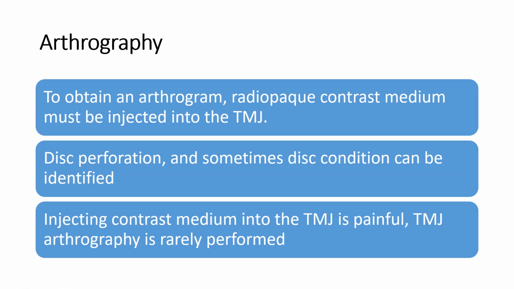Another method is the arthrography, where the radiographic contrast medium has to be injected into the TMJ, and the injection of the radio-opaque material is generally painful. So, as injecting the contrast medium into the TMJ is painful, TMJ arthrography is generally not performed for TMJ diagnosis. But this arthrography can be used for disc perforation, and sometimes this condition can also be identified from the arthrography.